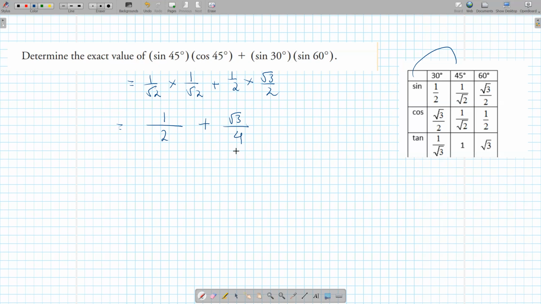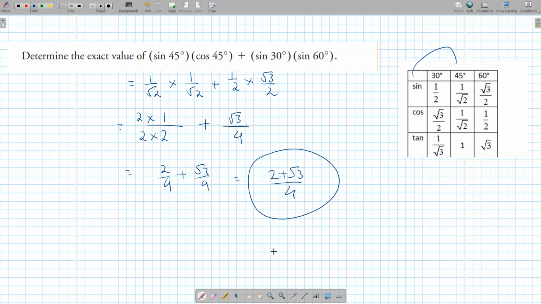Now, do they have the same denominators? No. So we're going to take the lowest common denominator, which is a 4. So we need to multiply this by 2. So we have 2 over 4 plus root 3 over 4. That'll be 2 plus root 3 over 4. And there you go. That's the exact value.